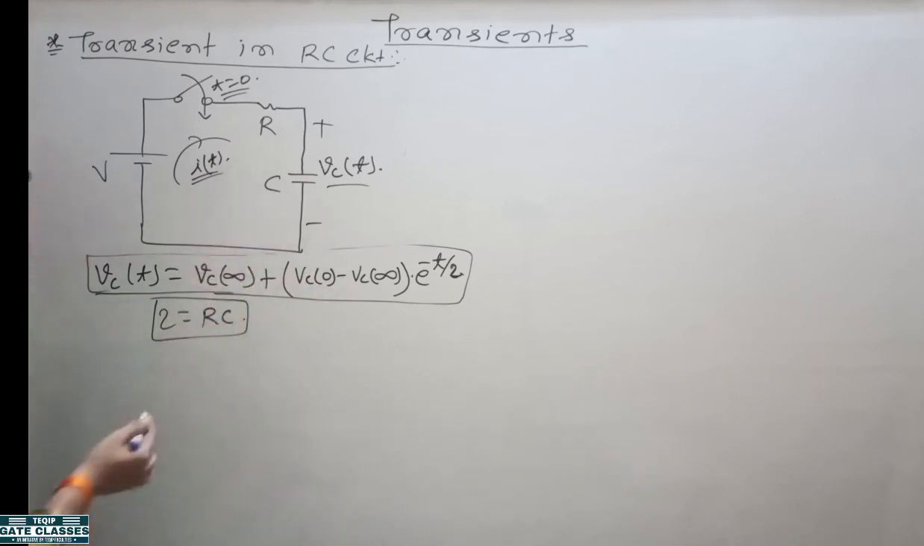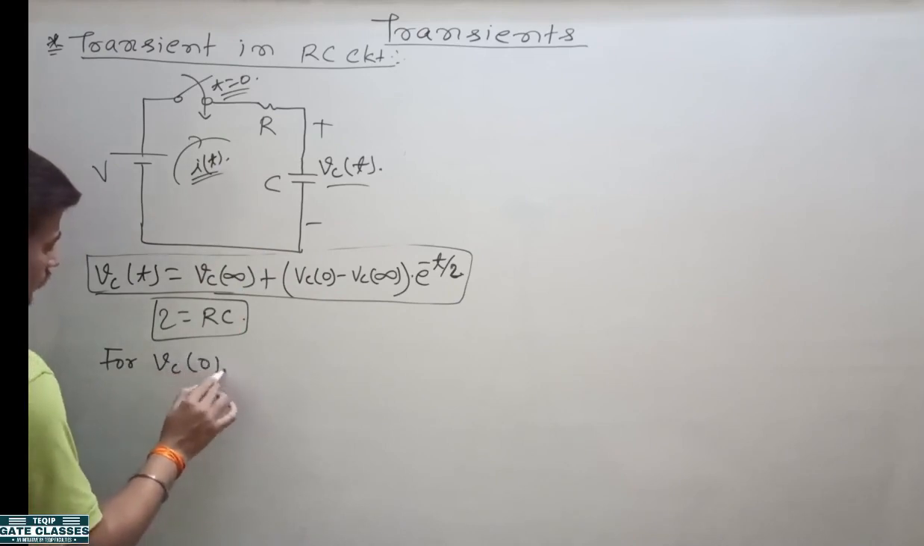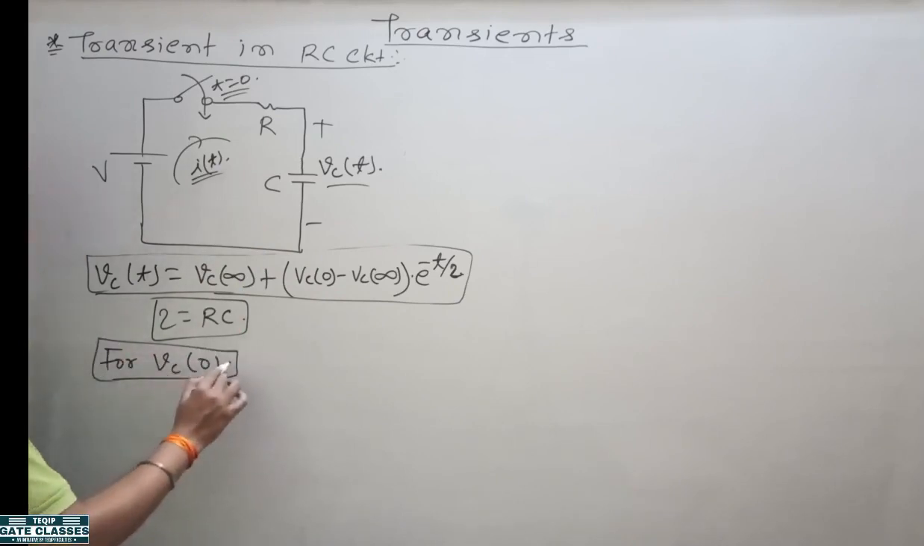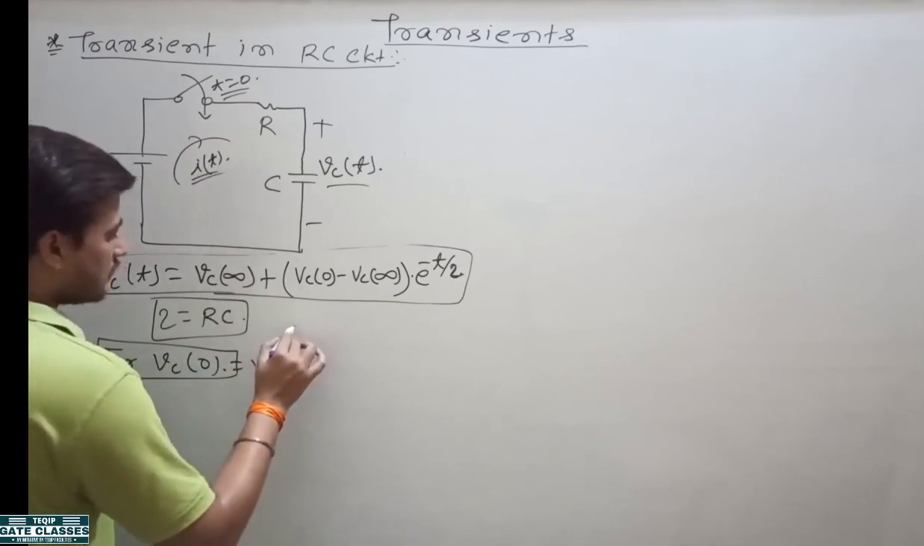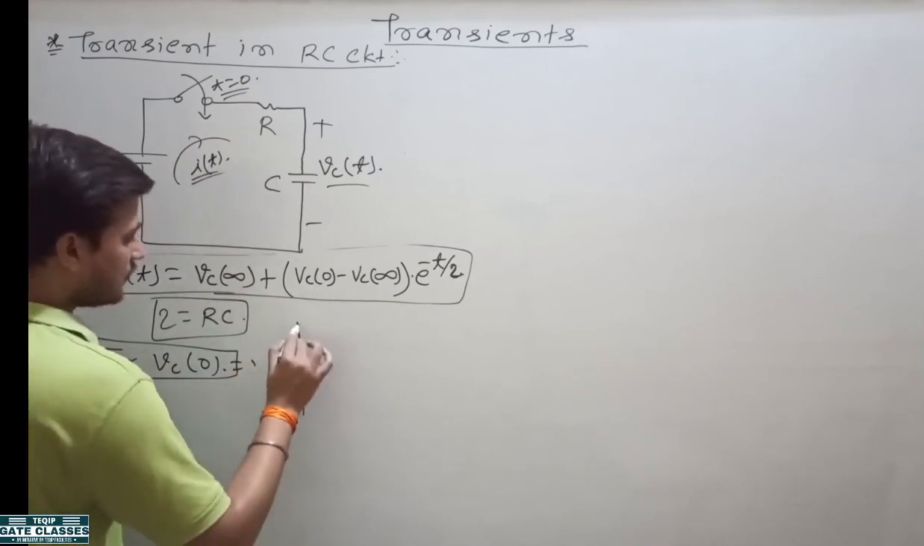So let's see about v_C(0). So what will be the value of v_C(0)? When the switch is closed, you will see the circuit will be like this one.